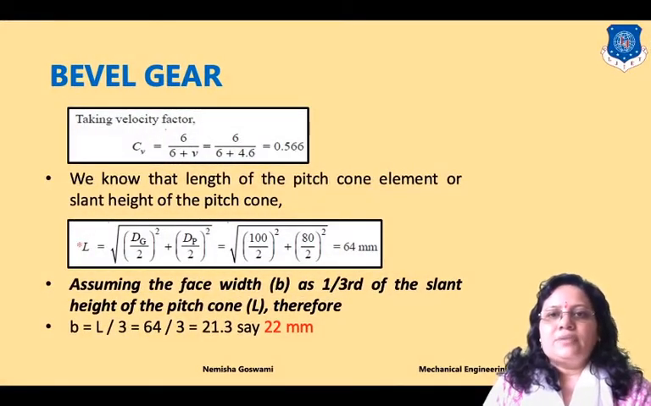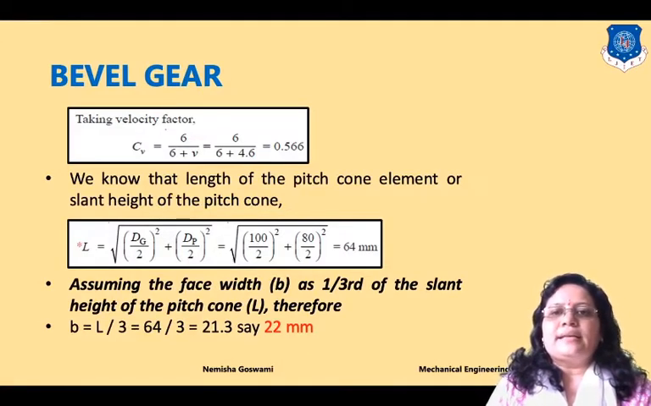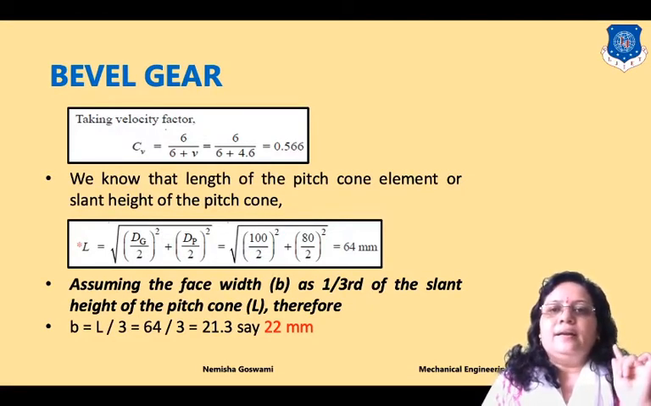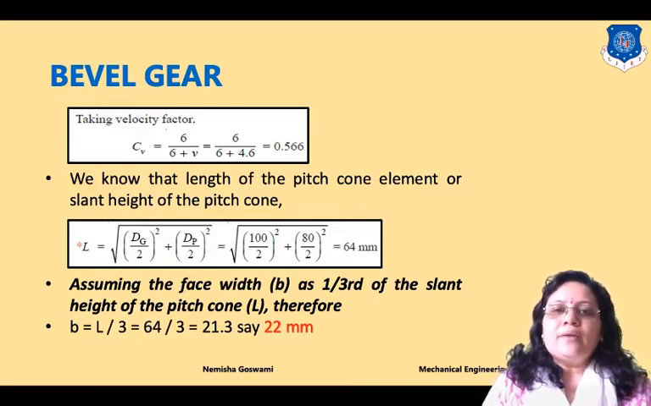Next is the velocity factor. So what is the velocity factor? For this case, velocity factor CV is equal to 6 divided by 6 plus v. This is again a mathematical equation. After finding the pitch line velocity, we put this value in this equation. So you will get CV is equal to 0.566.